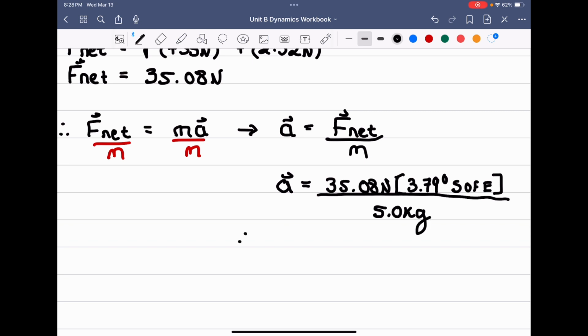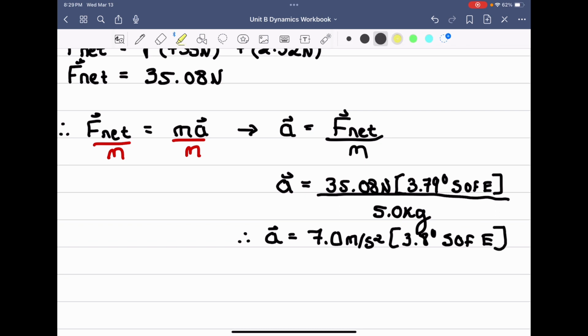There we go. And therefore, the acceleration we're looking for is the following. 35.08 divided by 5 is going to give you something like 7.016 meters per second squared. Because we want two significant digits, it's going to be 7.0 meters per second squared. And then in the brackets here, we're going to put 3.8 degrees, because we only want two significant digits, south of east. Now, again, you could answer this using the complement method, but just based on the triangle construction, I'm going to leave it as this. And again, we need two significant digits, so that's why we get this.